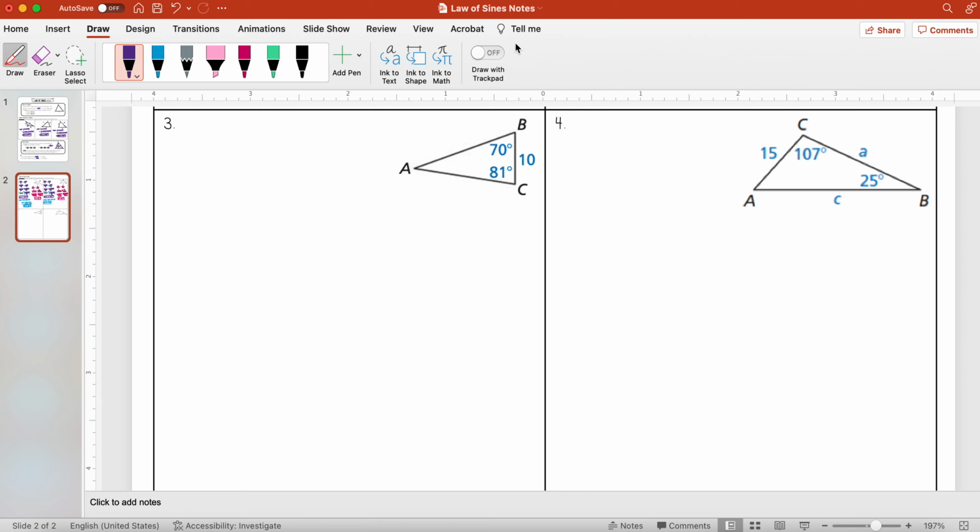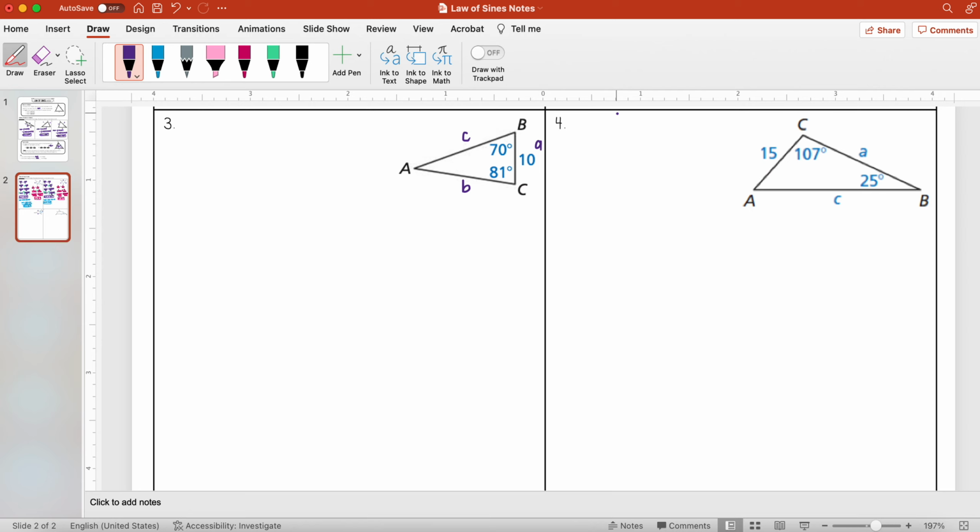My first step, just like we did in the previous video, is I'm going to go ahead and label my sides. So side opposite of angle A is side A. The side opposite of angle B is side B. And the side opposite of angle C is side C. So I see I'm missing side measures B and C, and I'm missing angle A.